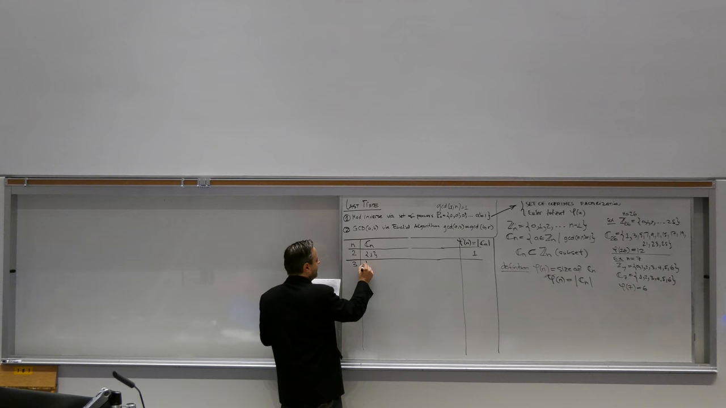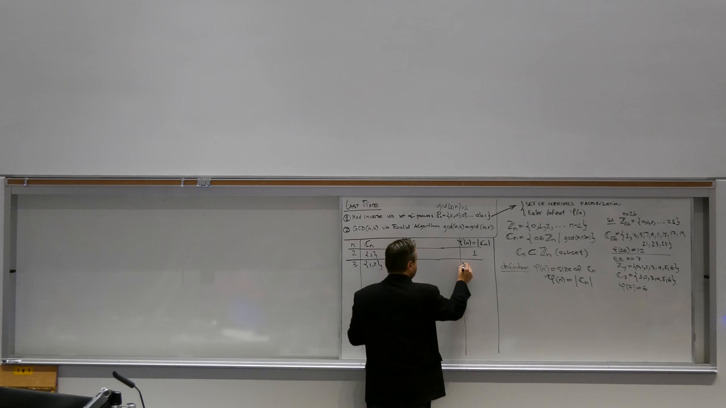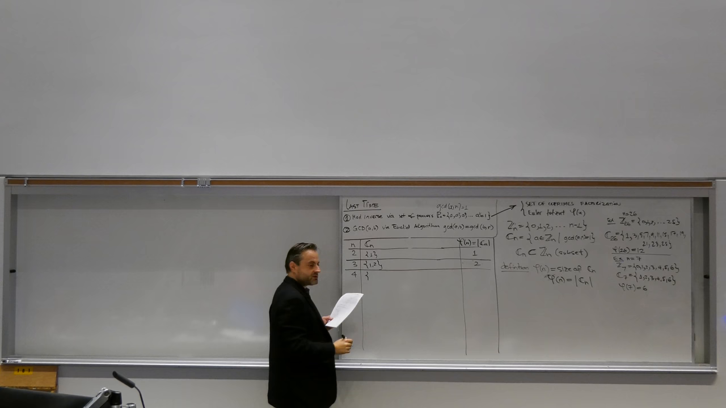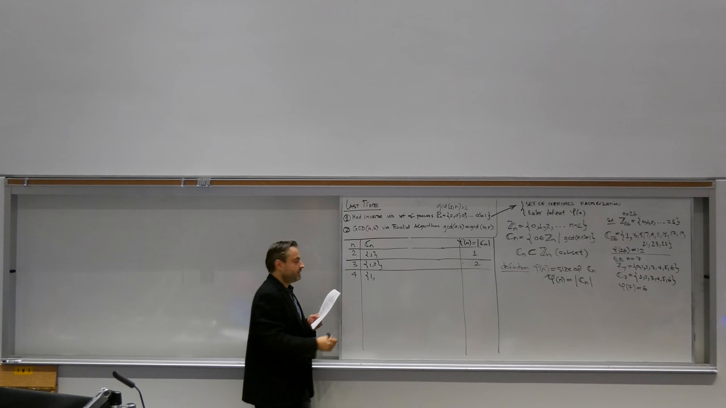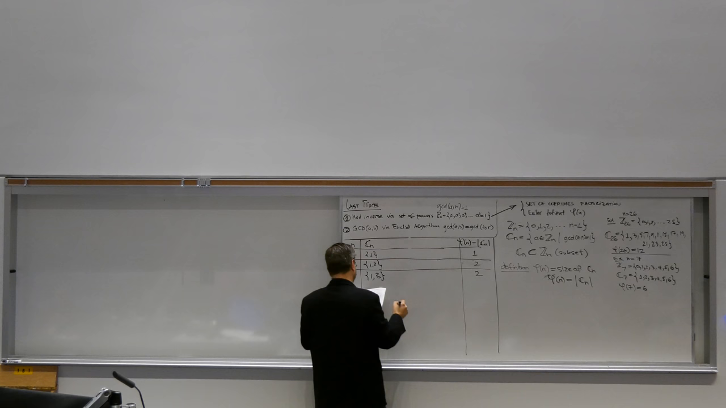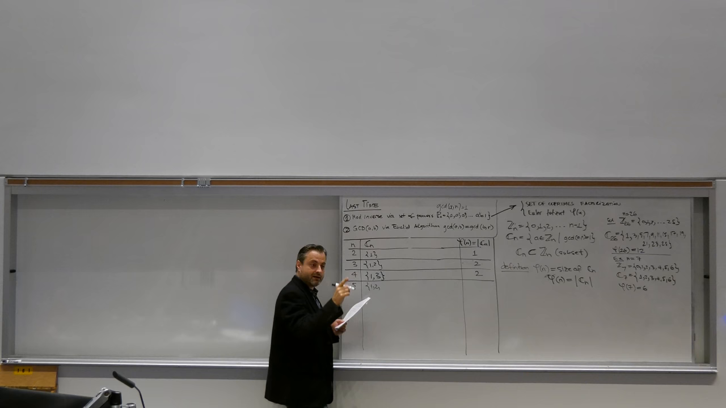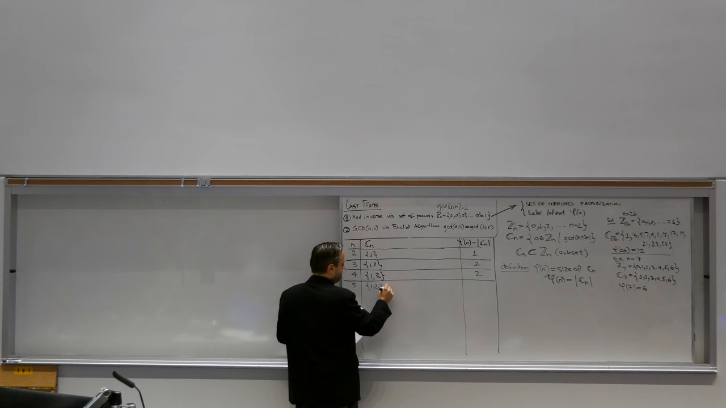How about for three? What is this set going to be? One and two. So phi of three is two. How about for four? What are the coprimes of four? Remainders that are coprime. One is always there. Three. So this is two, right? How about for five? Five is a prime number, so the coprimes are one, two, three and four, all except zero. So that's four.